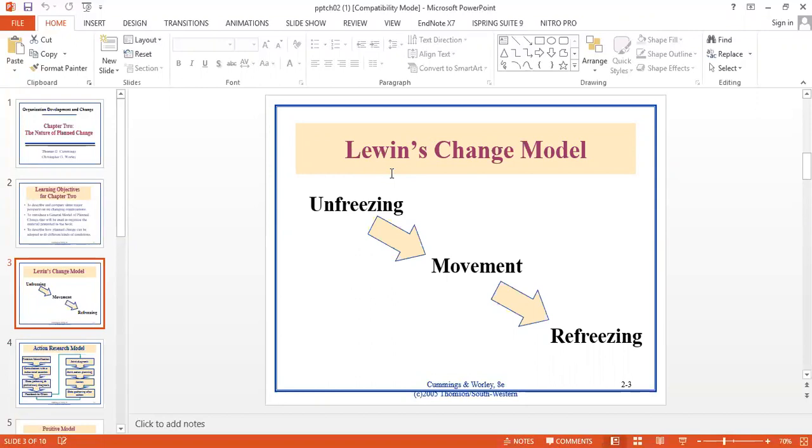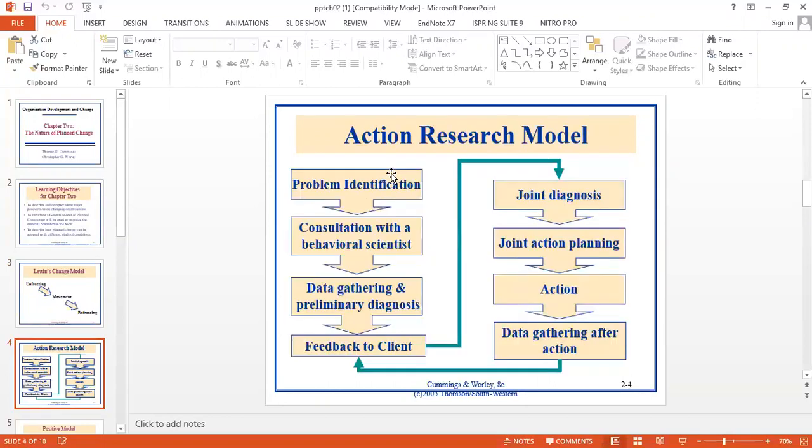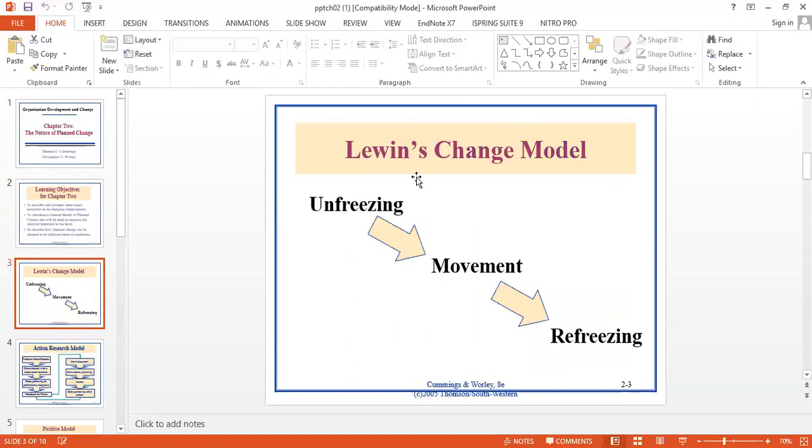If you relate unfreezing with the action research model, unfreezing is problem identification. If you compare Lewin's model and the action research model, the action research model starts from problem identification, and Lewin's change model starts from unfreezing. Both are the same thing; both have the same meaning.